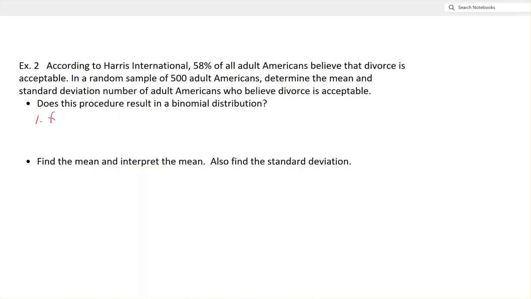One, are there a fixed number of trials? Hopefully you see that yes, there is a sample size of 500, so that's my fixed number of trials. Do I have independence here? Well, we're talking about people here, adult Americans, so the idea of one person thinking that divorce is acceptable is independent of another person. I would also say that my sample size N, 500 adults, has got to be less than 5% of all adult Americans. So we're good to go on that one as well.